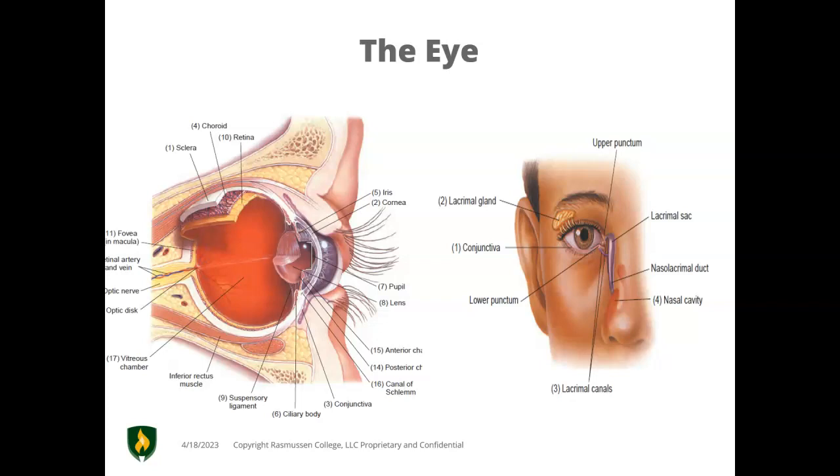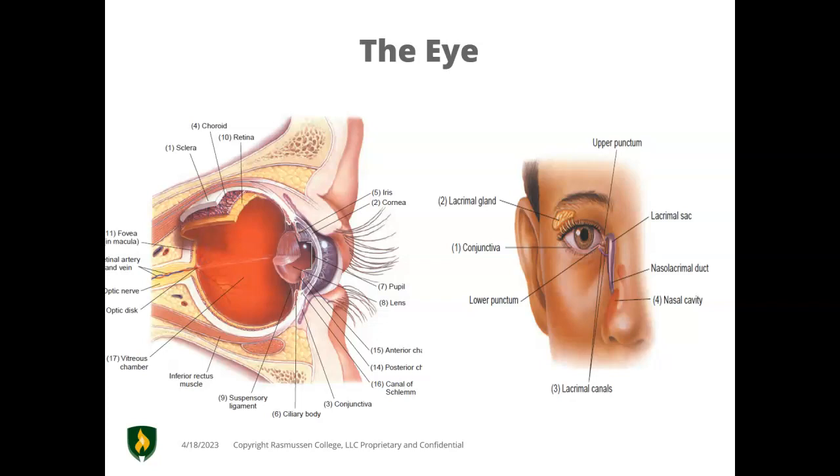The sclera is the white part of your eye. The cornea is one of the few body structures that does not contain any capillaries, but must rely on the eye fluids for nourishment. The conjunctiva covers the outer surface of the eye and lines the eyelids.